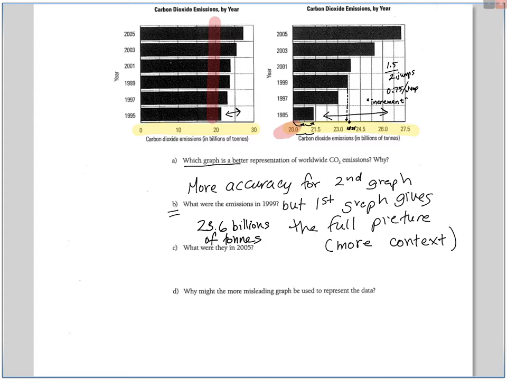Now on your multiple choice exam, you just pick the one that's most appropriate, right? And on your written response, you're just going to have to draw graphs. So you won't have questions like this. Okay, what were they in 2005?